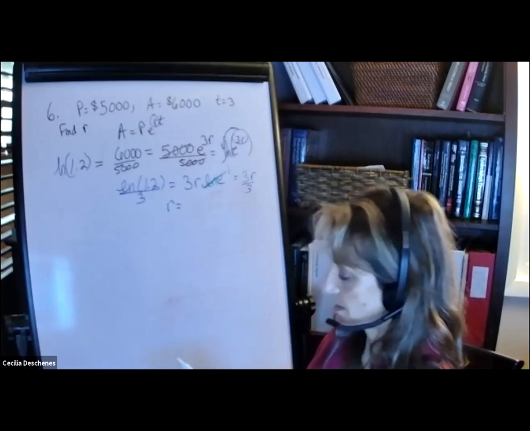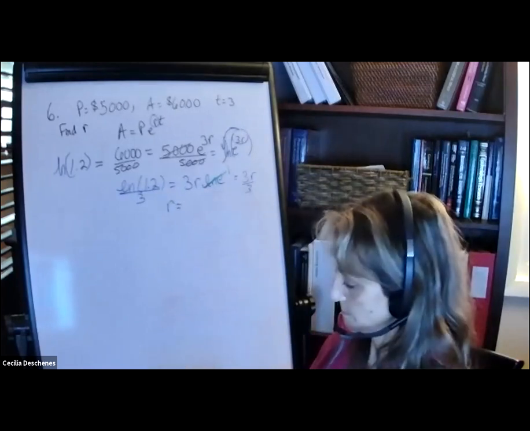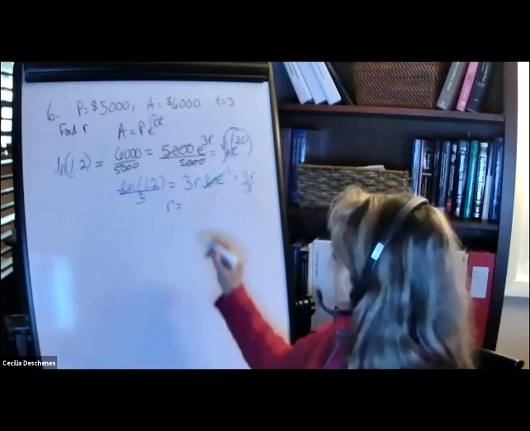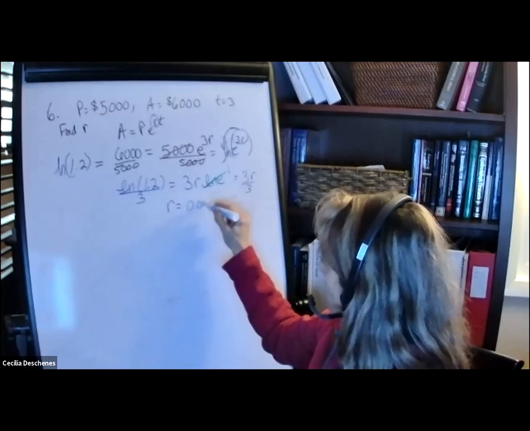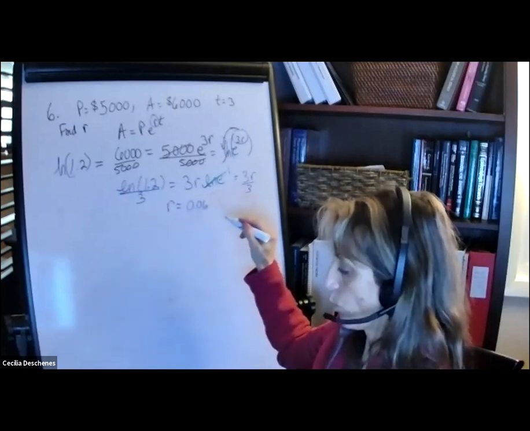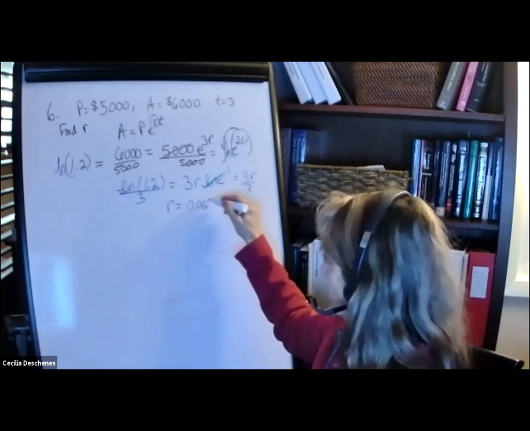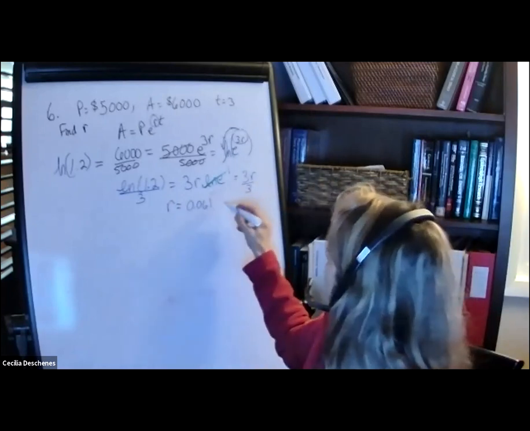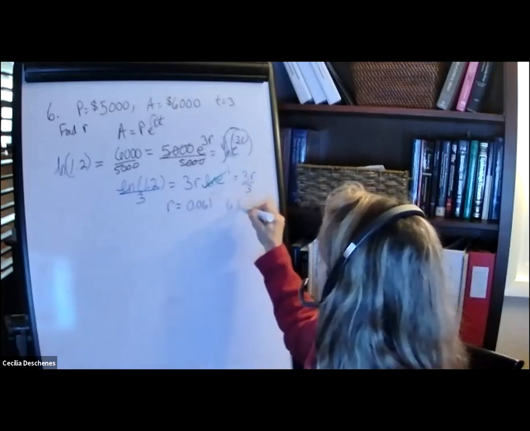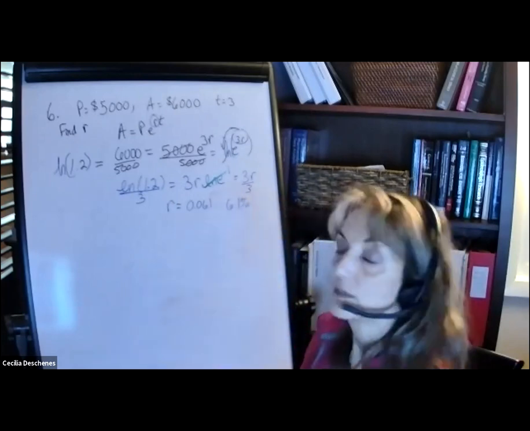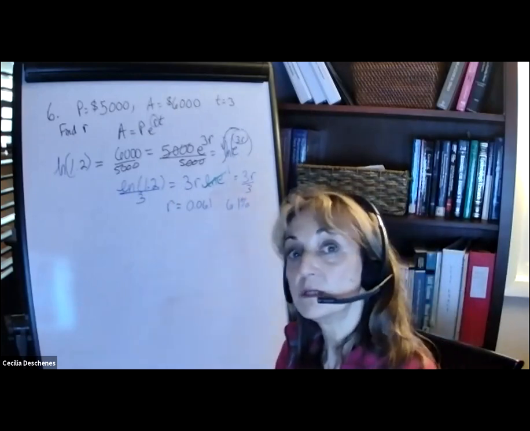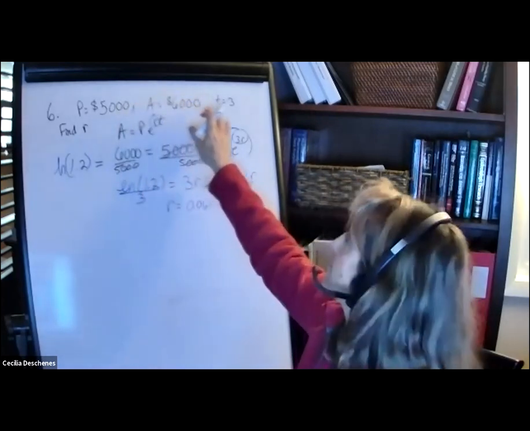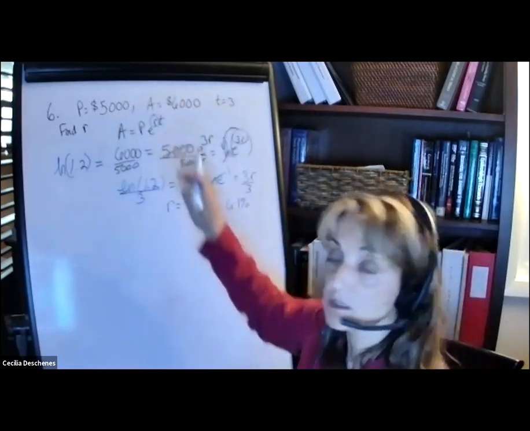So what is that? I get that this is 0.061 if I round. So 0.061, and so that is 6.1% is the rate, the nominal rate that we'd be shooting for to be able to go from 5,000 to 6,000 in 3 years with continuous compounding.